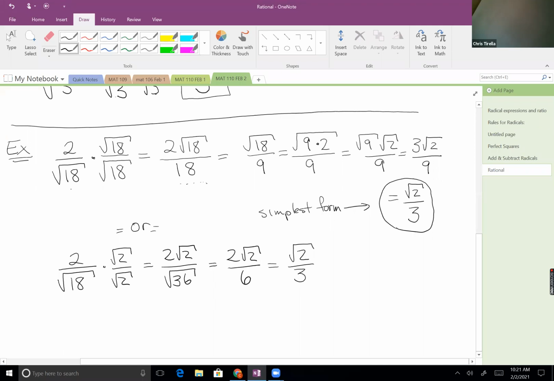And so if you don't see anything else, you can always multiply the radical by itself. But realize you have to simplify. Sometimes, though, there's something smaller that you can multiply by to get that perfect square under the radical in the denominator.